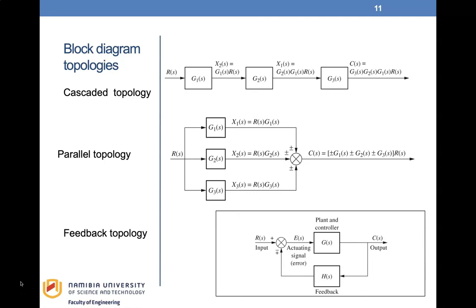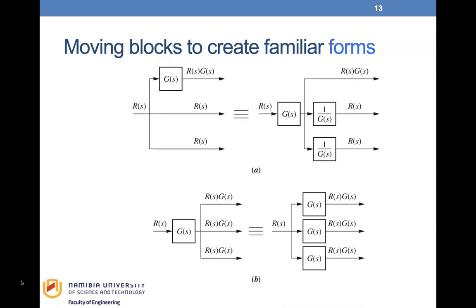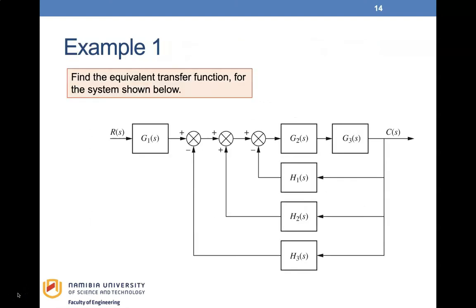Therefore, we will have to know how to create familiar forms from a complex system. These figures show the equivalent diagrams when transfer functions are moved left or right past a summing point. This next figure shows the equivalent block diagrams that are formed when transfer functions are moved left or right past a pickoff point. Let us demonstrate all we have learned in an example.